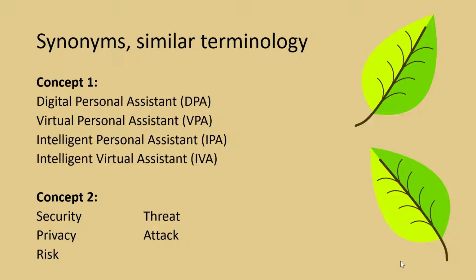I've broken my topic down into concepts, as you can see here. The first one looks at the concept of a digital personal assistant, and the second is looking at the concept of security. And I've also started to note down any alternative terminology, synonyms or near synonyms. So instead of the word digital personal assistant, as I've been reading, I've found some authors would refer to virtual personal assistant or intelligent personal assistant or intelligent virtual assistant. And also when I'm thinking about the term security, authors may use the terms threat or privacy or attack or risk.